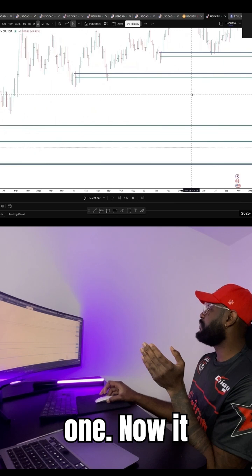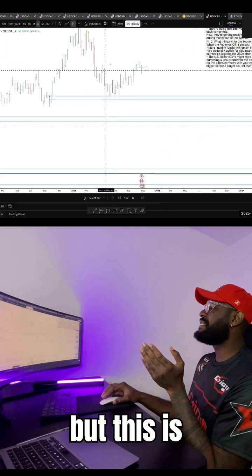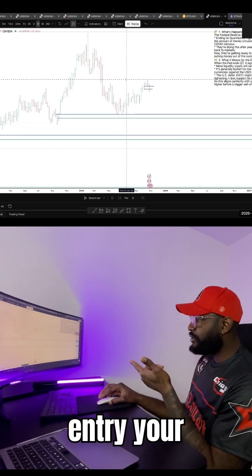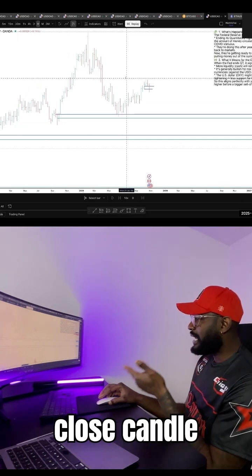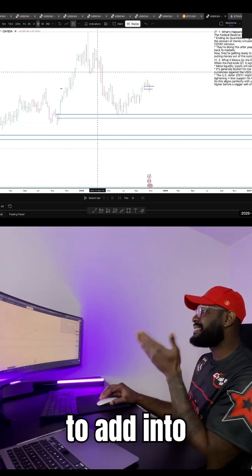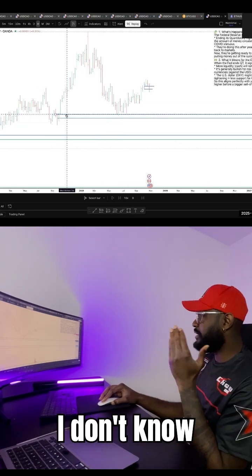Now, it doesn't happen all the time, but this is also another confluence you can add to your fair value gap entry, your last down close candle or last up close candle entry, your liquidity entry. This is just another arsenal that I'm giving you to add into what you know. I don't know if that makes sense.